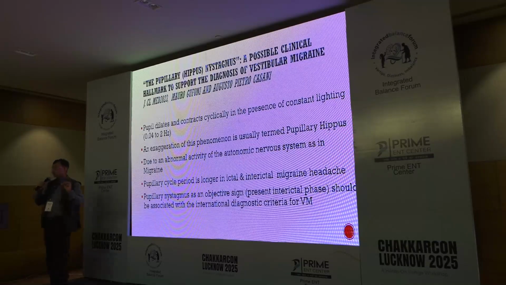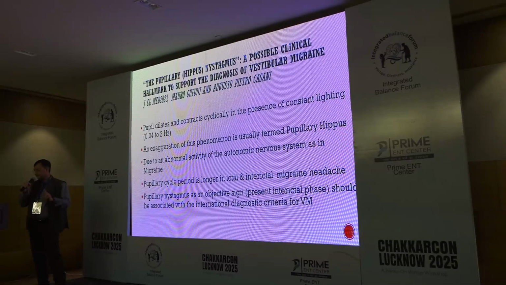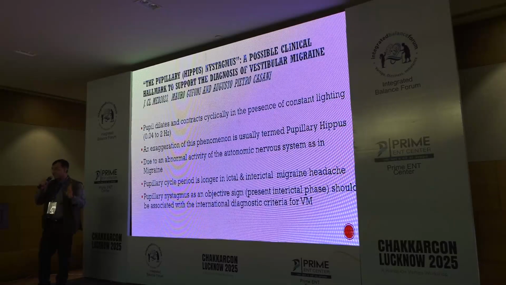The exaggeration of this phenomenon is usually termed pupillary hippus. Both pupillary hippus and migraine occur due to abnormal activity of the autonomic nervous system. Pupillary hippus was suggested to be taken as an objective sign because it is also present in the interictal phase by Buffoni. He suggested that it should be included in the international diagnostic criteria of vestibular migraine.